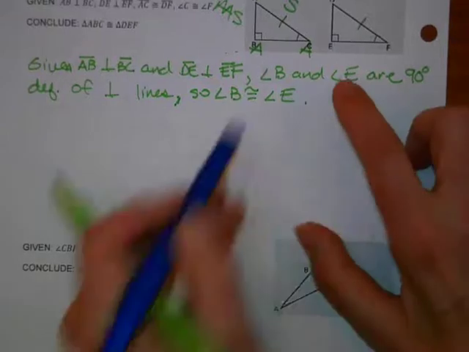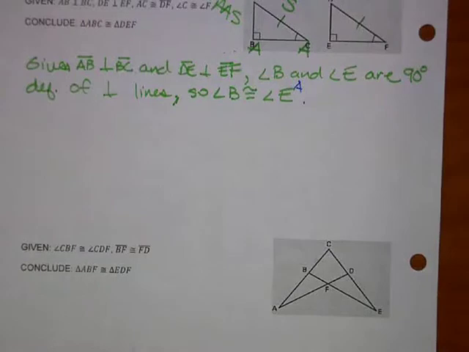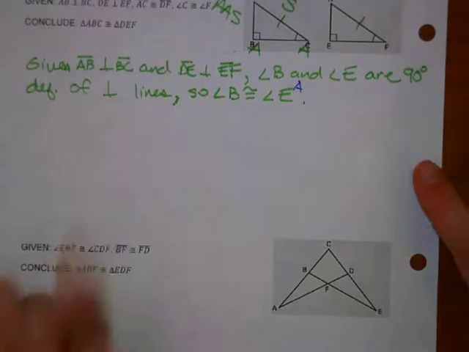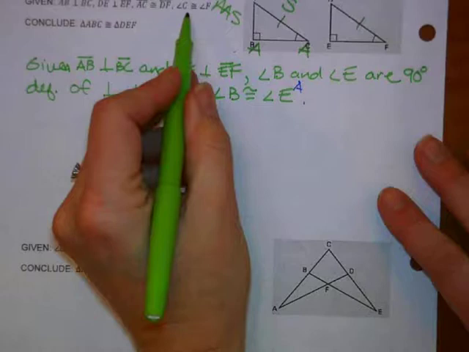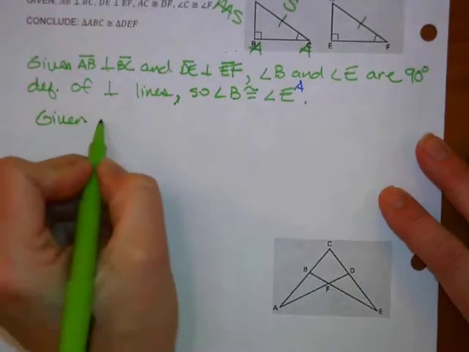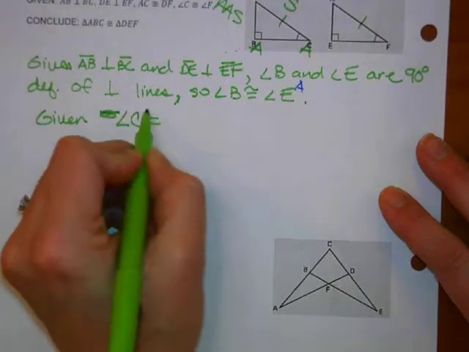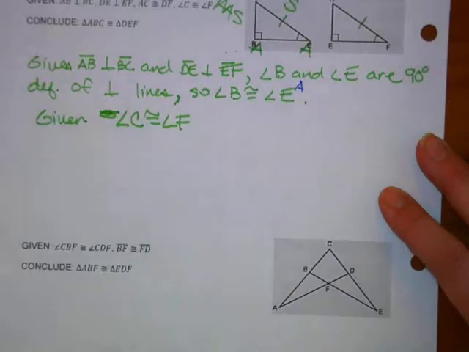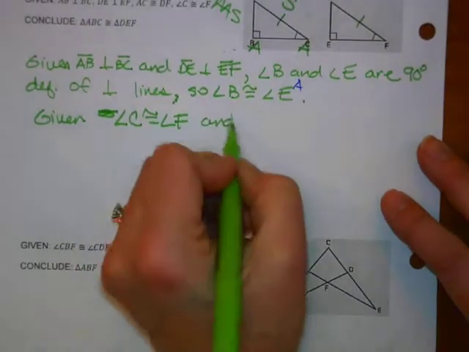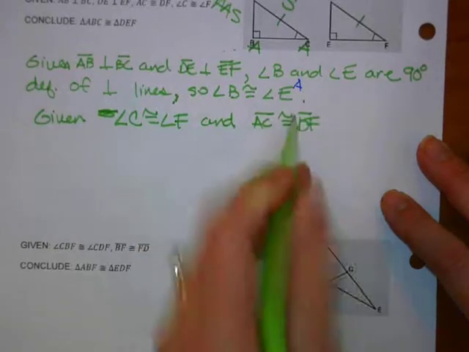All right, so far I've proven one of my angles. So I'm going to put an A here. I've proven that one set of angles is congruent. So now I'm going to go back to what was given to me, and I'm going to write, given, you can do your angle or you can do your side. I'll do the angle. Given angle C is congruent to angle F, and segment AC is congruent to segment DF.